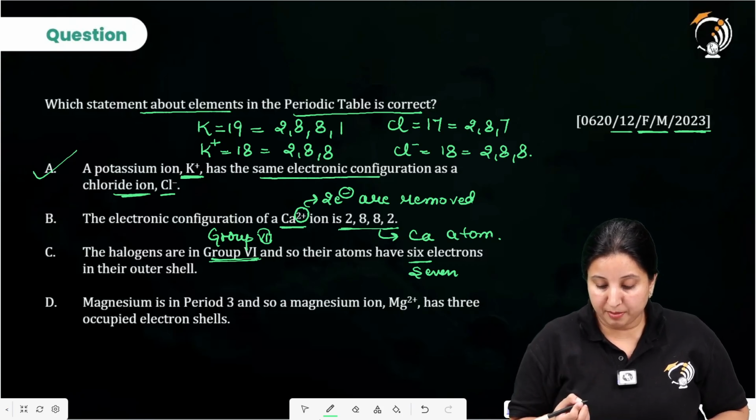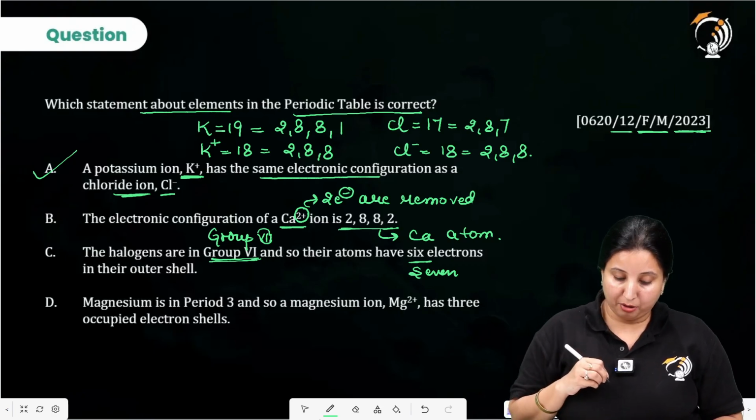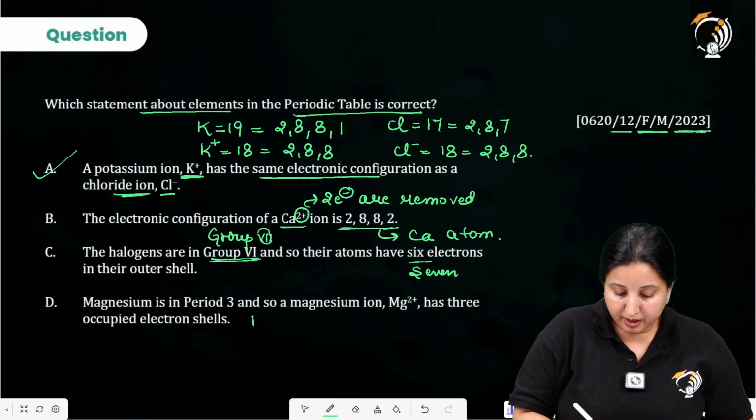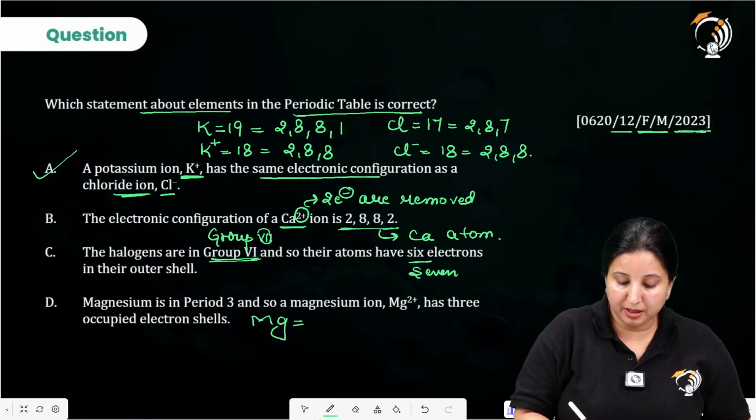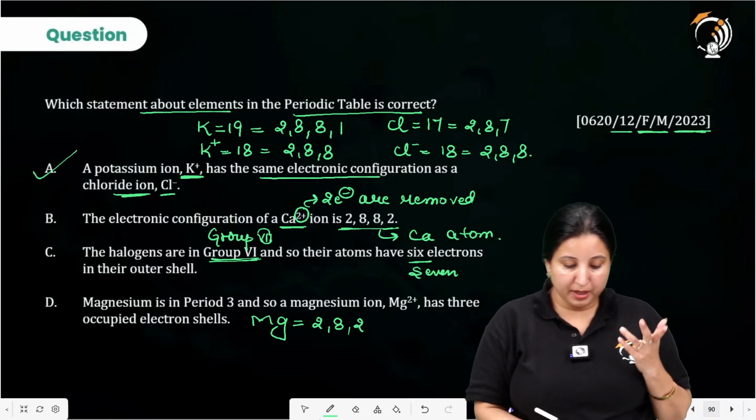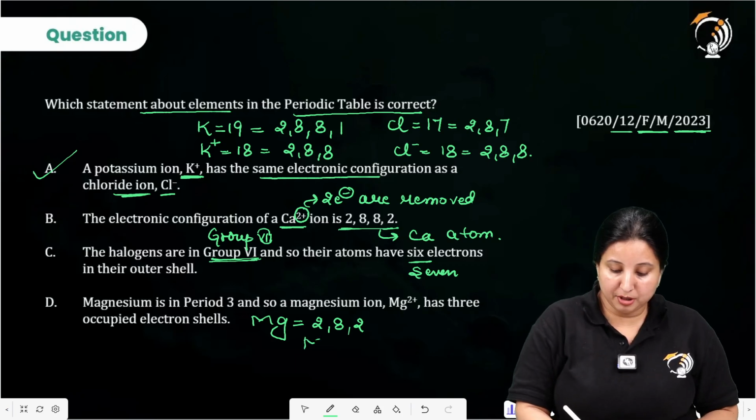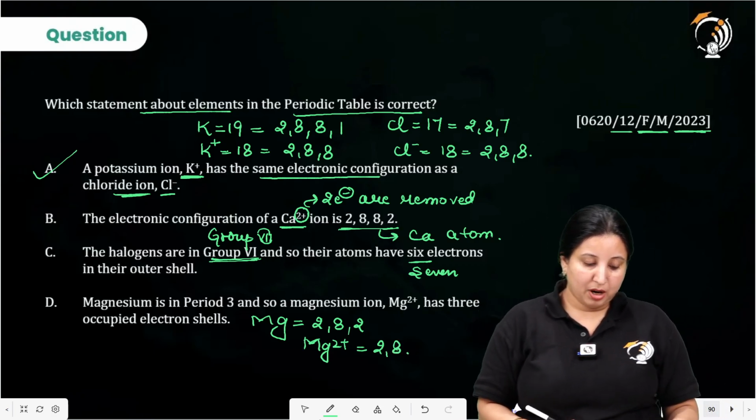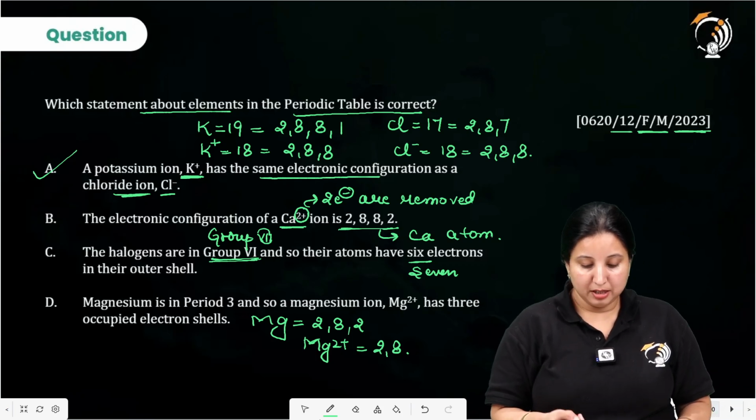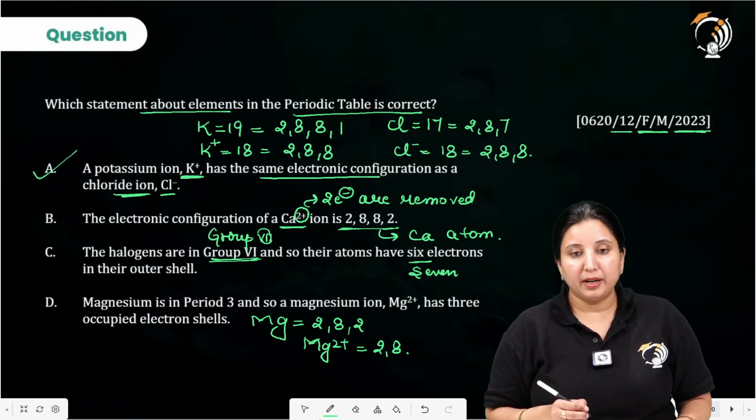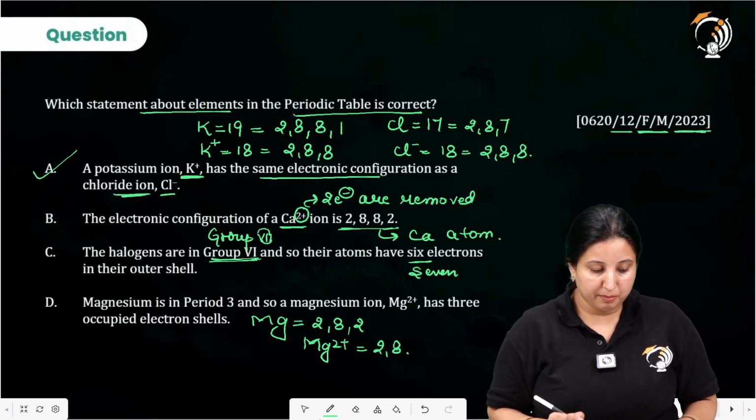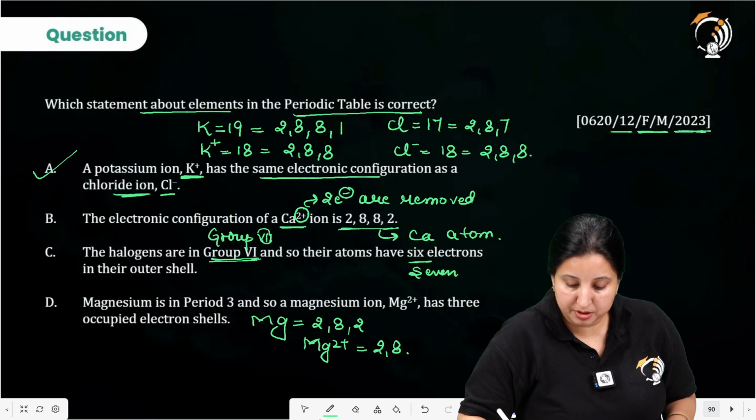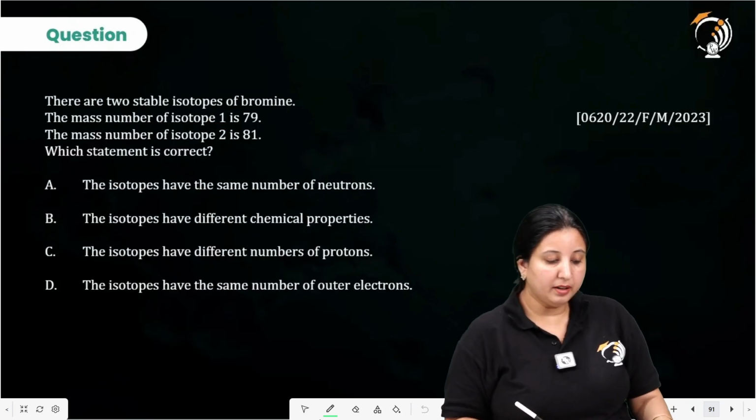Then magnesium is in period 3. So a magnesium ion has 3 occupied electron shells. Now look, if I talk about the magnesium, its atomic number is 12. So it is 2, 8, 2. So of course period 3. But magnesium ion, if I talk about Mg2+, it is going to be 2, 8. So it is having only the 2 occupied electron shells. So that's why this statement is going to be the wrong statement. Next.